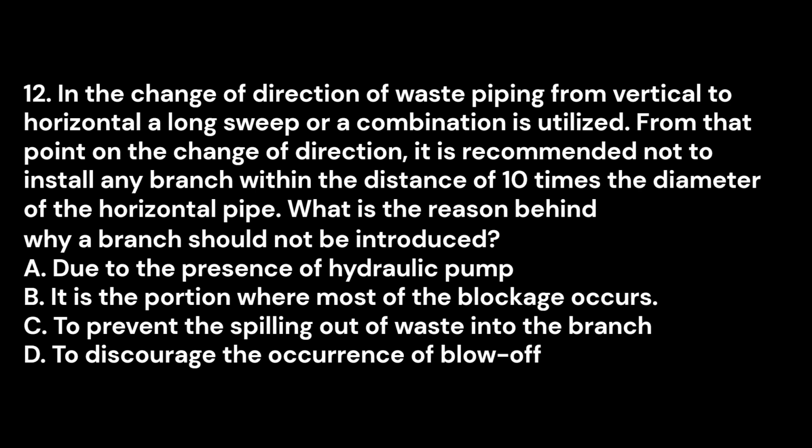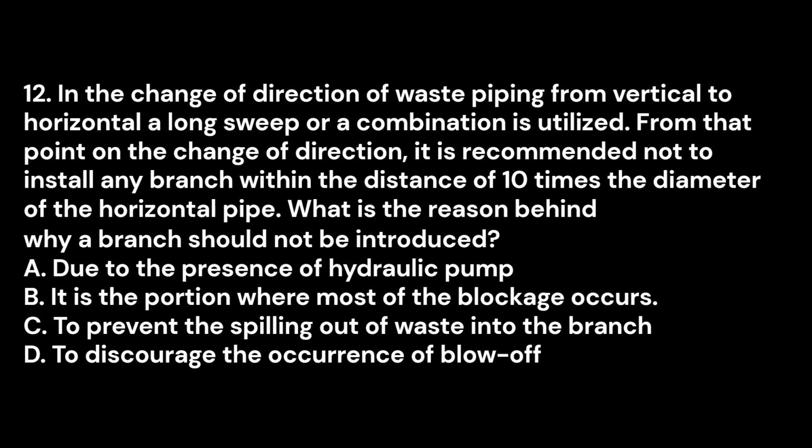Number 12. In the change of direction of waste piping from vertical to horizontal, a long sweep or a combination is utilized. From that point on the change of direction, it is recommended not to install any branch within the distance of 10 times the diameter of the horizontal pipe. What is the reason behind why a branch should not be introduced?